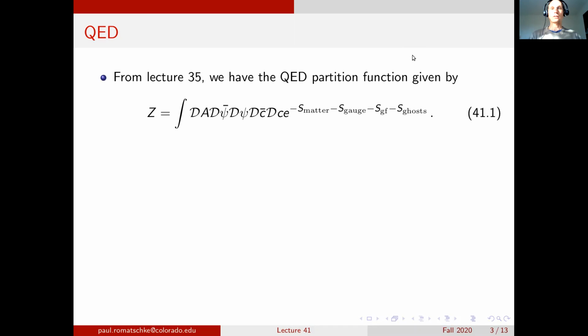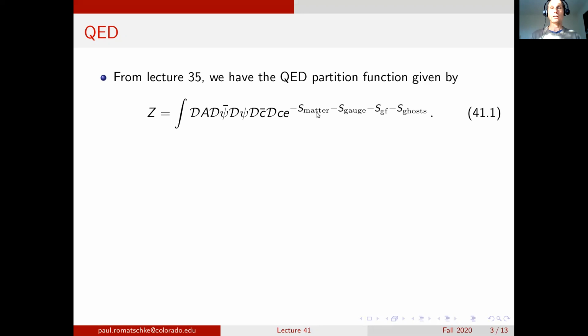To set the stage, recall that we have a QED partition function given in equation 41.1 that contains the full field content. That is, it is a path integral over the gauge fields A, over the Dirac fermions psi and psi bar, and the ghosts C bar and C. The action is the sum over all the parts that contribute.